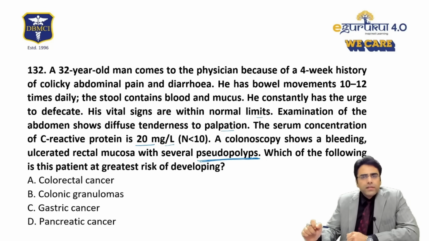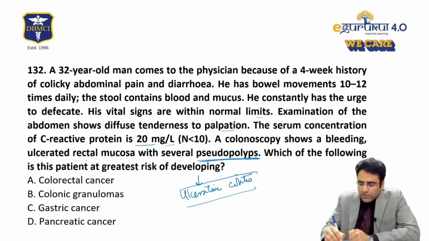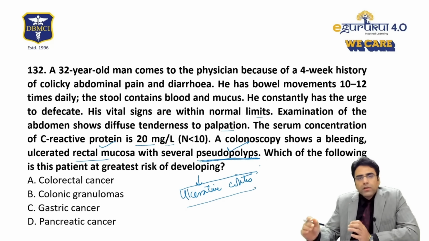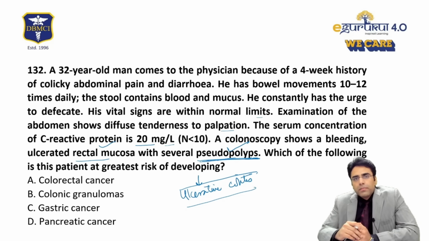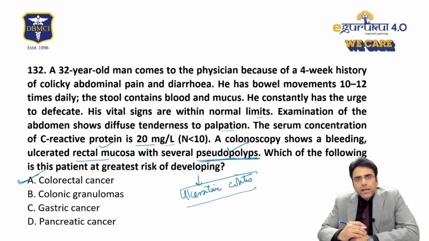So if you see the clinical scenario, the patient is suffering from inflammatory bowel disease, which is ulcerative colitis. Now you see in ulcerative colitis, what is there? The rectum is involved. Clear? Pseudopolyps are present in ulcerative colitis, whereas in Crohn's disease, pseudopolyps are not there. Rectum is usually not involved. Rectal sparing occurs in Crohn's disease. So the patients of ulcerative colitis have increased risk of developing colorectal carcinoma. So the correct answer is colorectal malignancies.